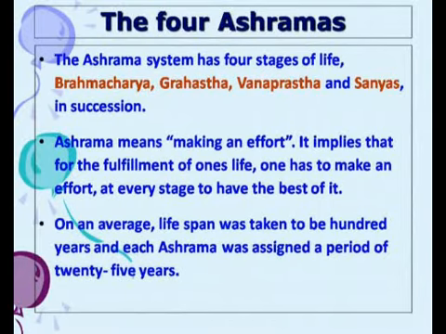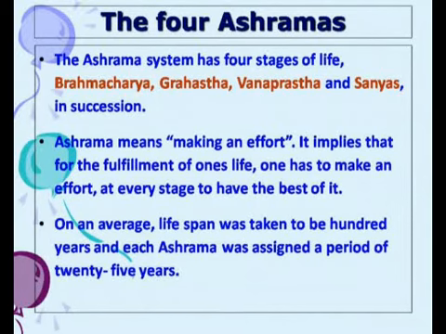Now, the whole life was divided, as I have already told you, that the lifespan of a Hindu was divided into 4 sections. So, these were called the ashrams. So, the ashram system is a later development. It concerns the 4 stages of life: the brahmacharya, the grihasth, the vanprasth and the sannyas, one following the other in succession. Literally, ashram means making an effort.